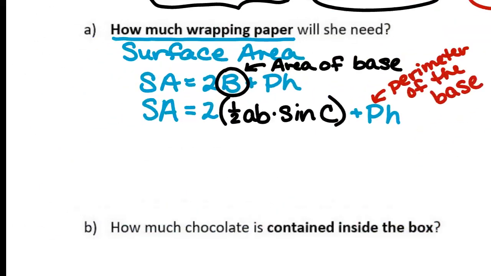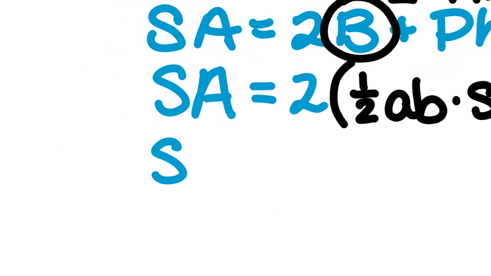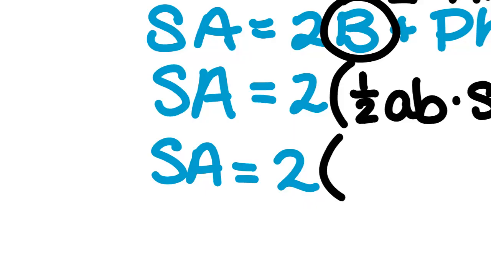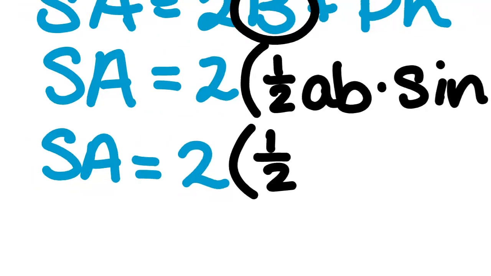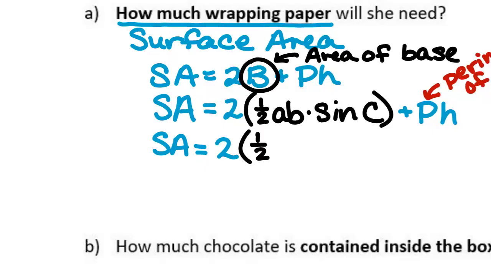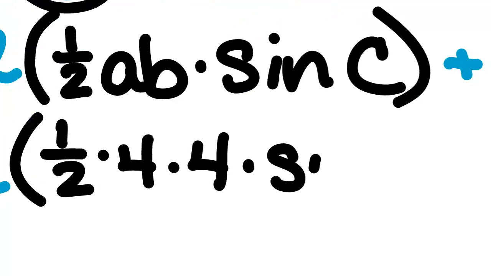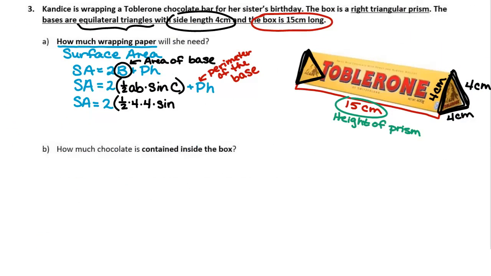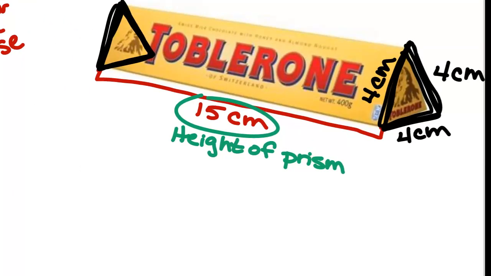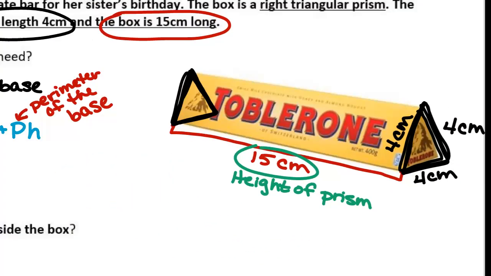All right, so let's fill in what we've got. Surface area is equal to 2 times 1/2 times, what should go in for A and for B? 4. So times 4 times 4 times the sine of angle C, which is going to be the angle in between 2 of those sides. All 3 sides are the same size, which means what about all three angles?